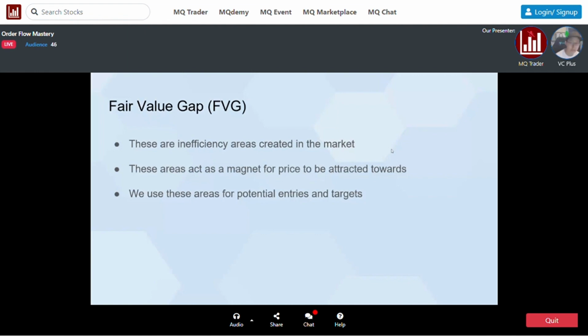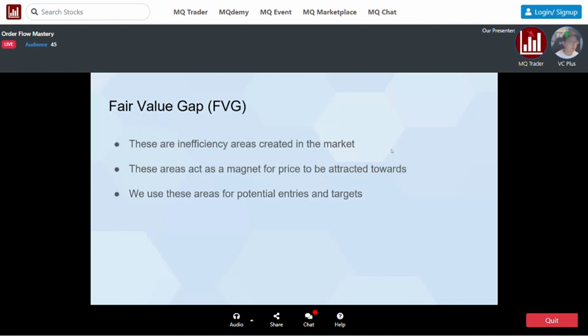Some terms that traders use to replace the name fair value gap, or FVG, is market imbalance. It basically means the same thing, right? It's just the idea that there are certain areas in the market where there is imbalance or inefficiency. And often these areas of fair value gap tend to attract price back to it. They tend to act as a magnet where the market price would tend to go back to fulfill the imbalance, to fulfill the inefficiency that was created as it was moving.